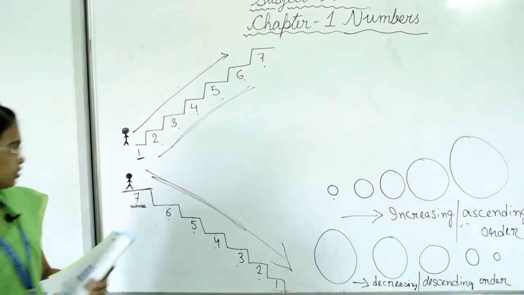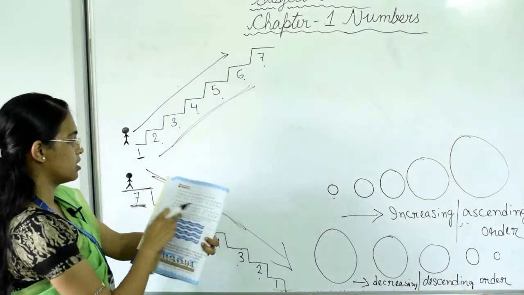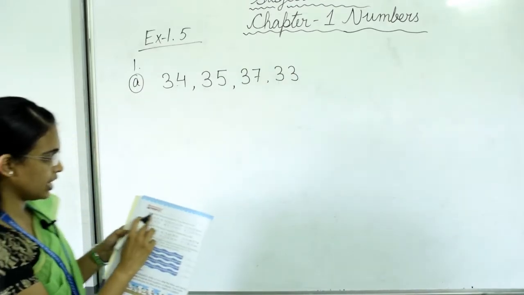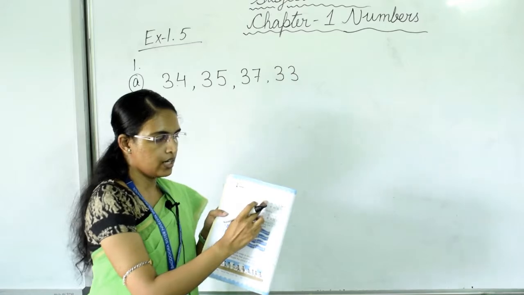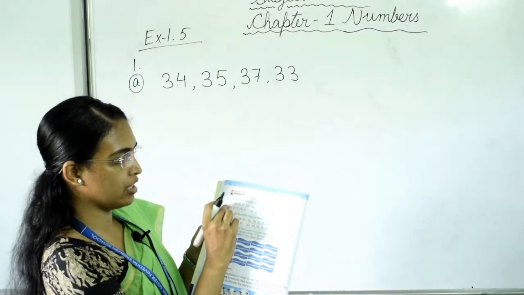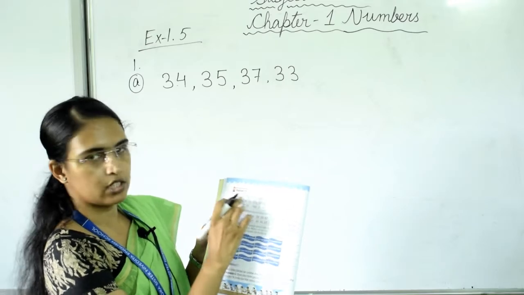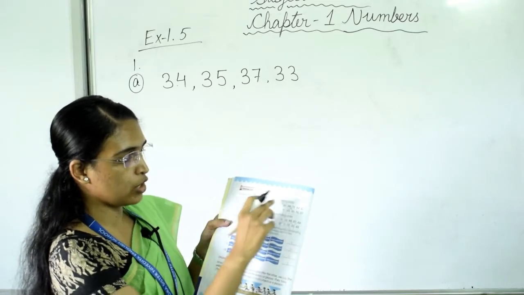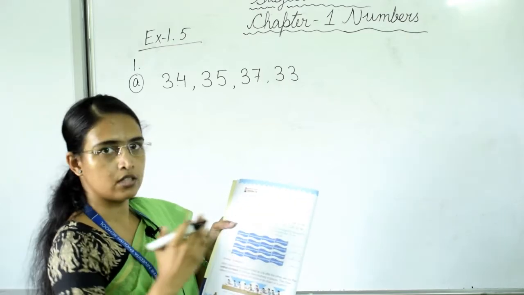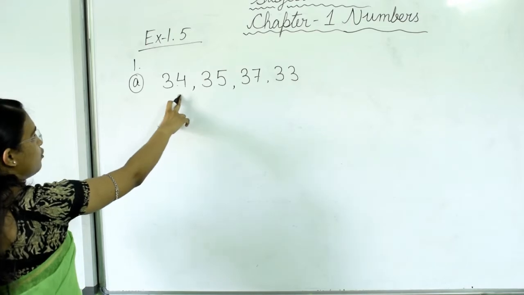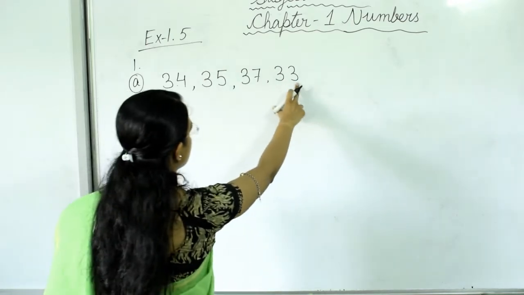In this page we have to do this exercise. Okay, in the first question, what is written here? Arrange the following numbers in ascending order. That means all the numbers are jumbled here. We have to arrange the numbers according to the ascending order. That means chota se bada, increasing. Okay. So the first number is 34, then 35, 37, 33.